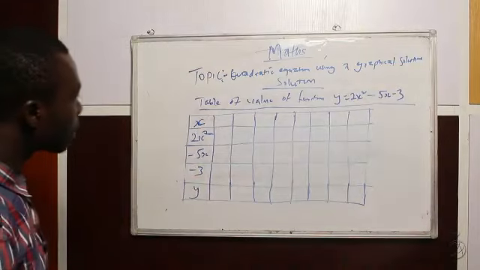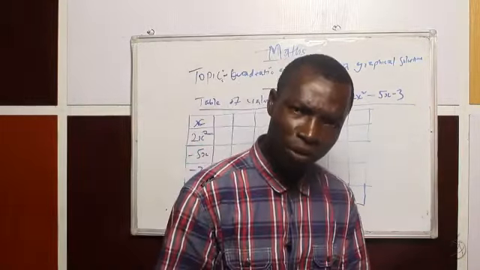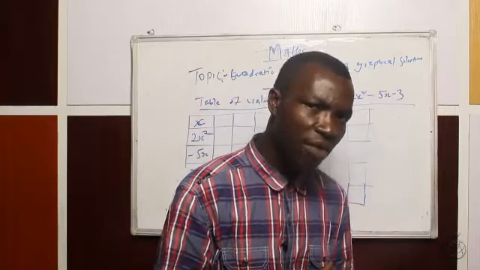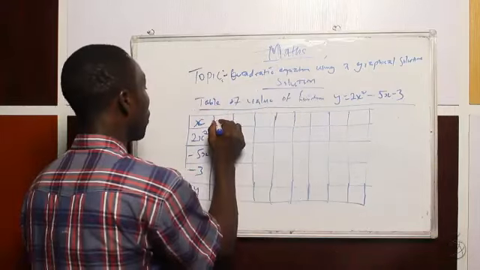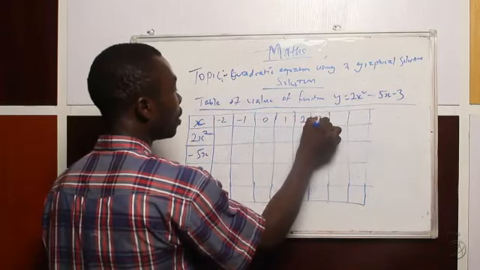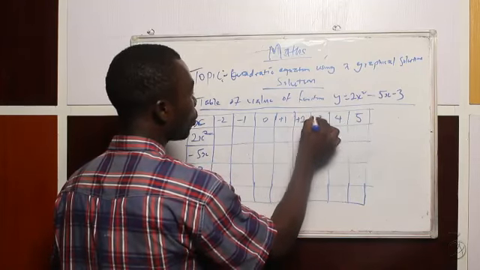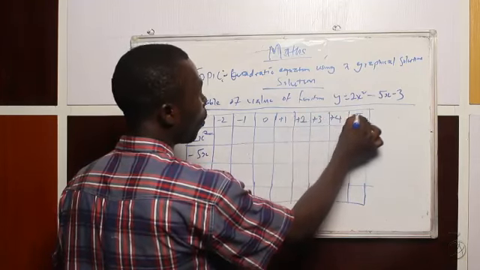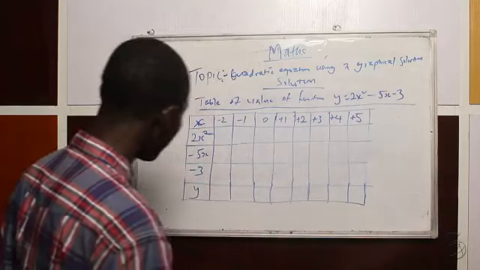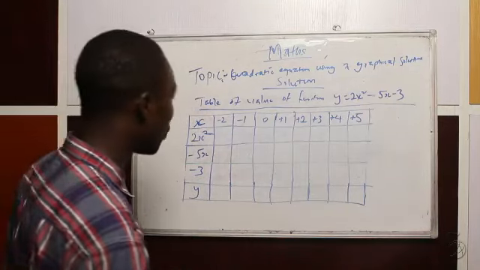Now, the x value is from minus 2 to plus 5. That was what they gave us as the x coordinate. So we start from minus 2, minus 1, 0, 1, 2, 3, 4, 5. You can put plus 1, plus 2, plus 3, plus 4, plus 5. That's the x coordinate. Now, how do we find 2x squared?